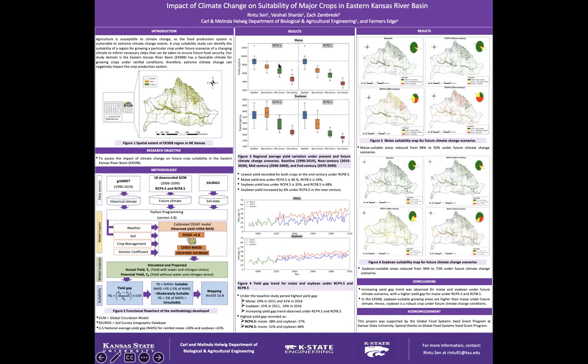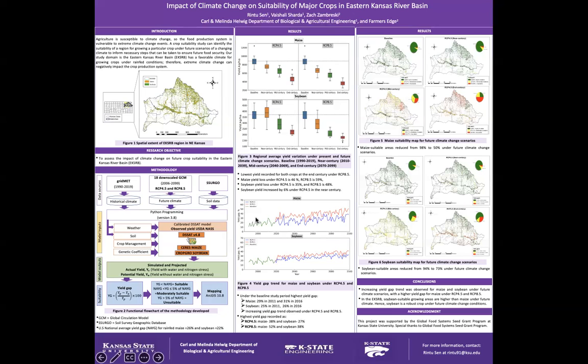The box plot here is showing the regional average yield variability under present and future climate change scenarios. We divided our study period into 3 groups, that is near, mid, and end centuries, because we are comparing the yield variation with the baseline study period. So here we can see the yield loss is highest at the end of the century under RCP 8.5 for both crops. For maize, it's up to 59%, and for soybean, it's up to 48%. Only soybean increased 6% in the near century under RCP 4.5.